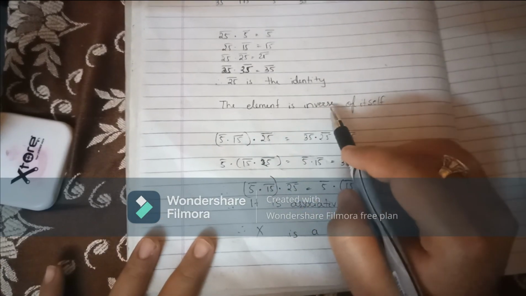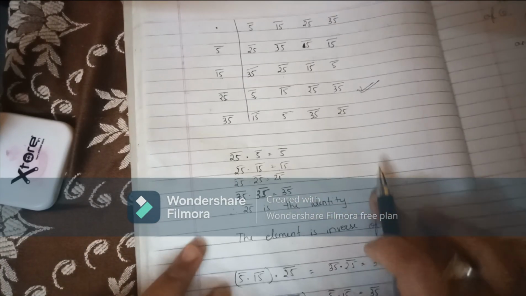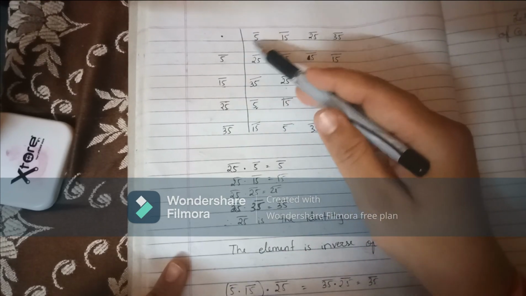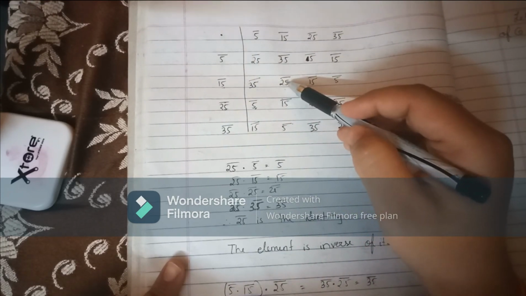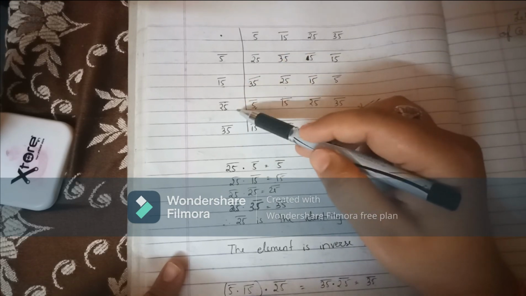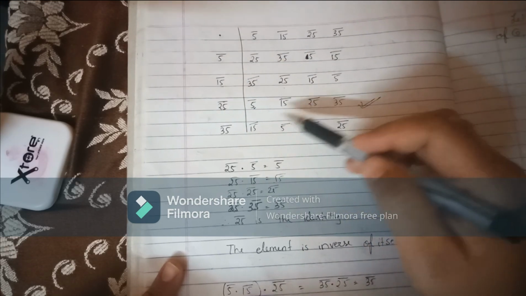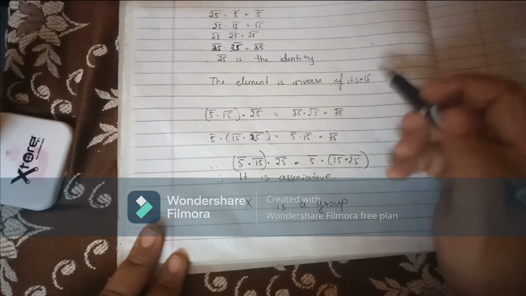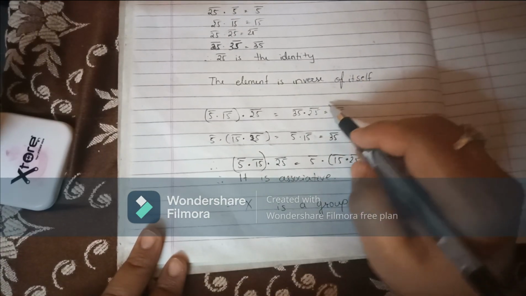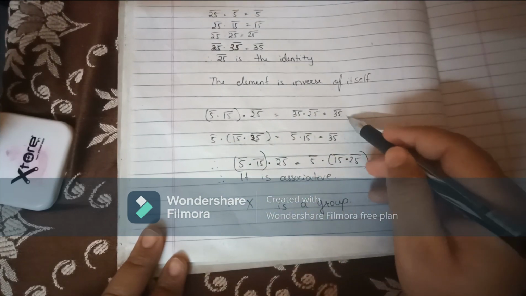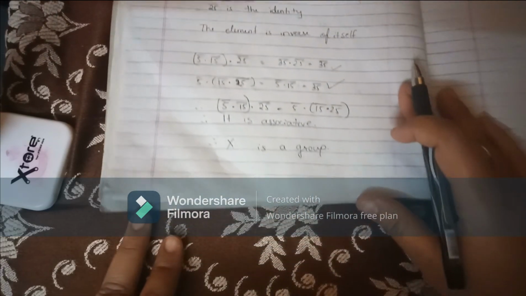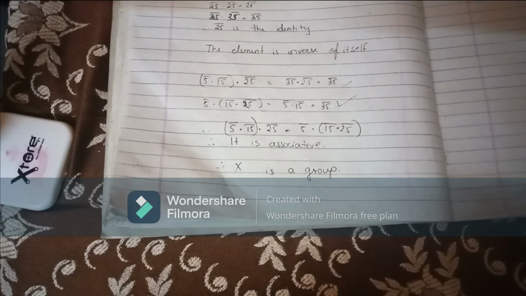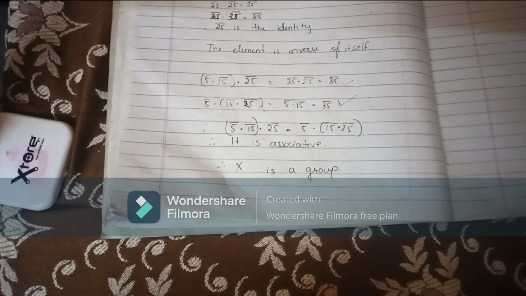Each element is the inverse of itself, because as we know that 25 is the identity, we can get 25 by multiplying 5 twice. Here we can get 25 by multiplying 15 twice. Here multiplying 25 twice we get 25, multiplying 35 twice we get 25. So each is the inverse of itself. Now the associative property, you can check that it is associative, that means it is a group. So here your unit 2 is finished.